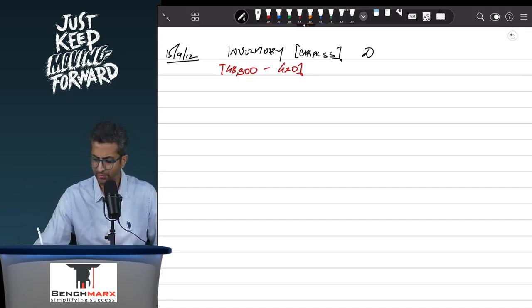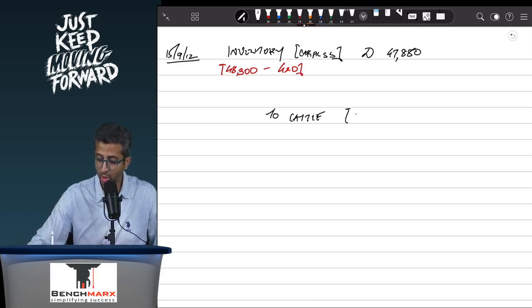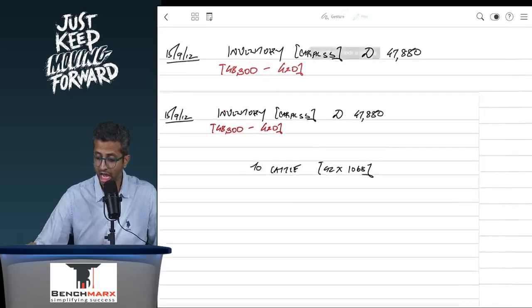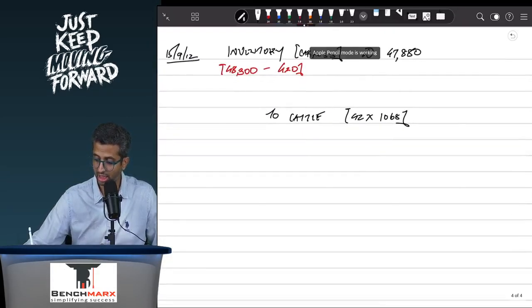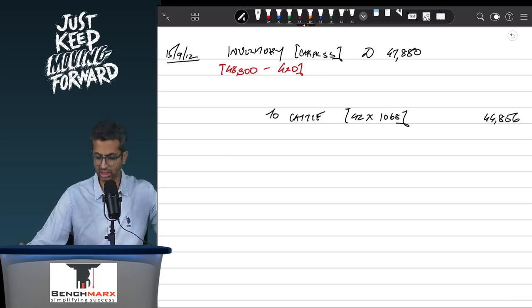We'll just see this. So this is 48,300 minus 420. So this is 47,880, I think. 47,880. So this is inventory debited. Now what are you going to credit? Sir, we are going to credit the cattle. How much cattle? Well, 42 are slaughtered, and each cattle in your books is worth 1,068. And as a result, you will credit this cattle by 44,856. So you will credit 44,856. This is derecognized and inventory is recognized.